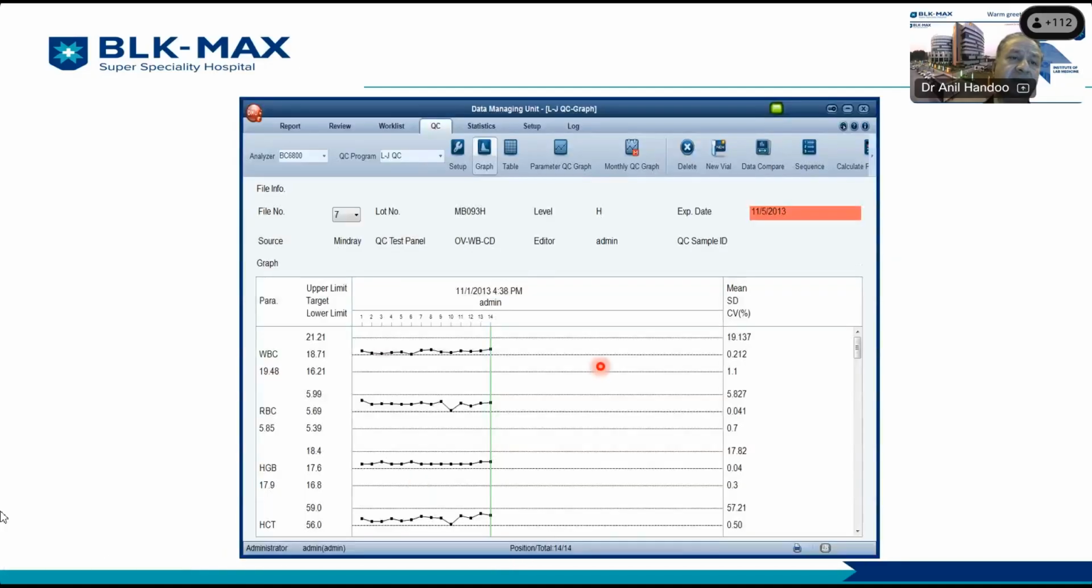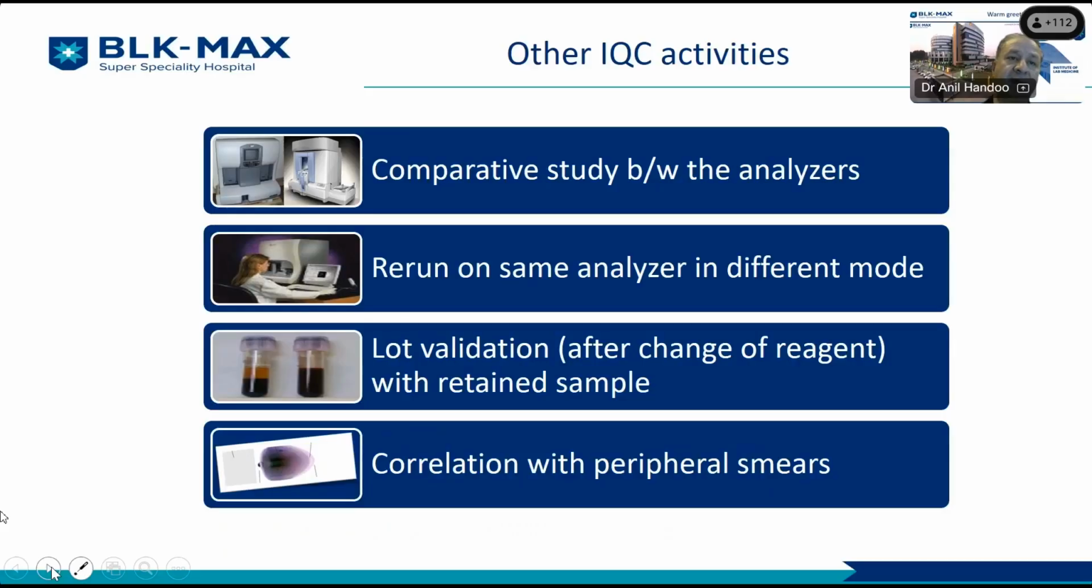This is from another instrument called Mindray, in which again you have this QC data coming up. If you look at the QC data, it is obviously giving us values which are comparable to the rest of the material. Now, what other things can you do as a part of the internal quality control activity? If you have more than one analyzer in your laboratory, you'll have to do a comparative study between the two.